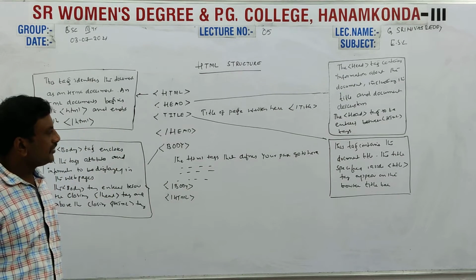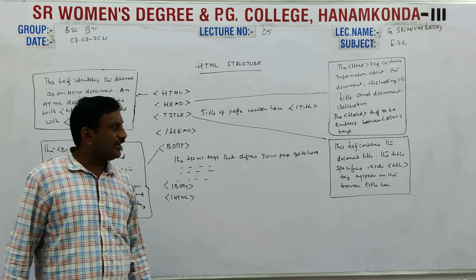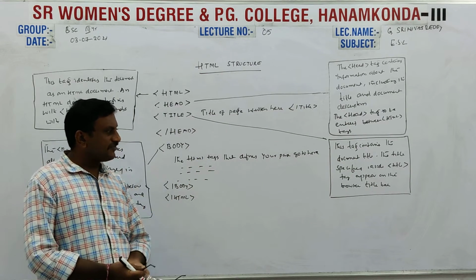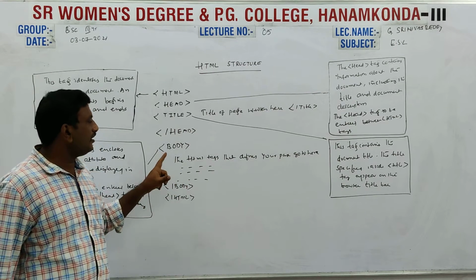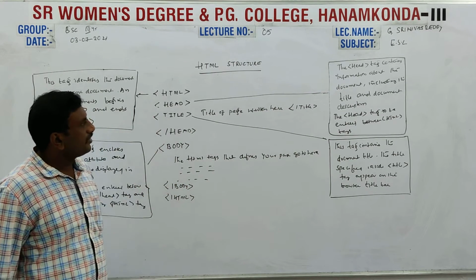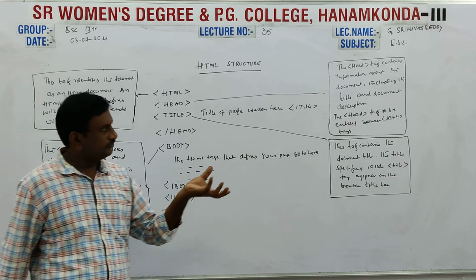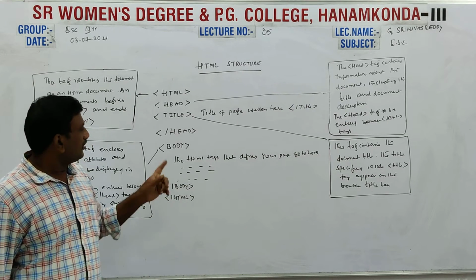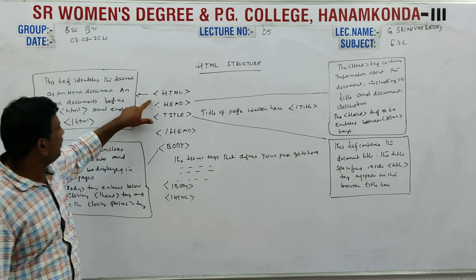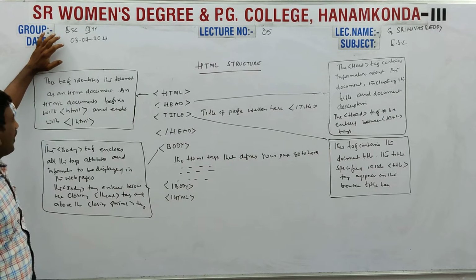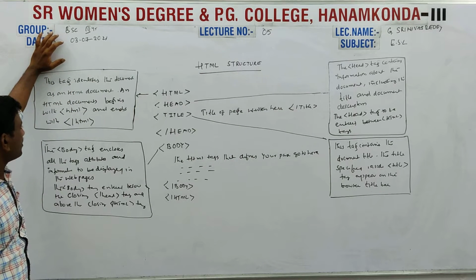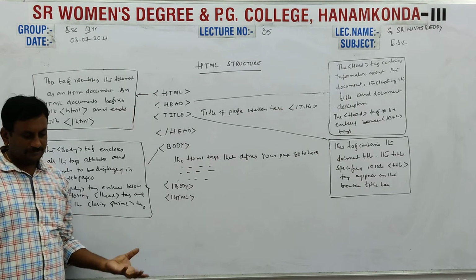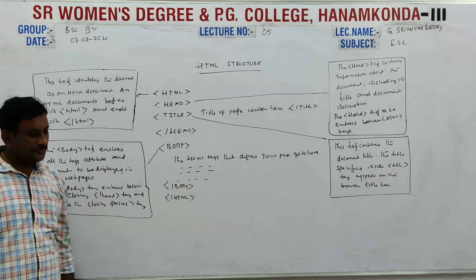Next, title means the tag contains the document title. The title specified inside the title tag appears on the browser title bar. The head tag contains information about the document, including the title and document description. Next, the HTML tag identifies a document as an HTML document, and HTML documents begin with HTML and end with /HTML. This is called the HTML structure.